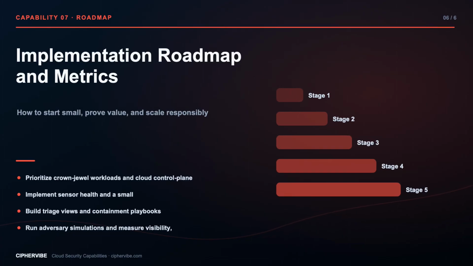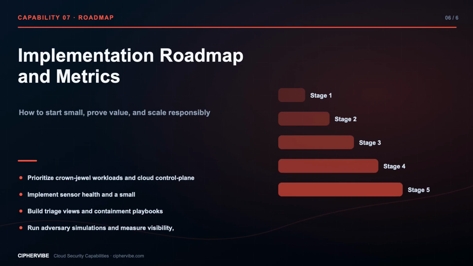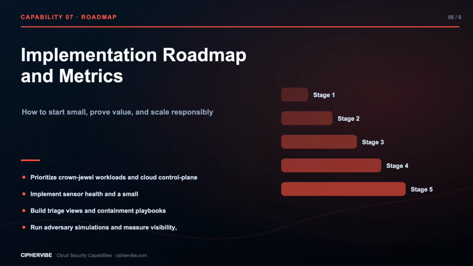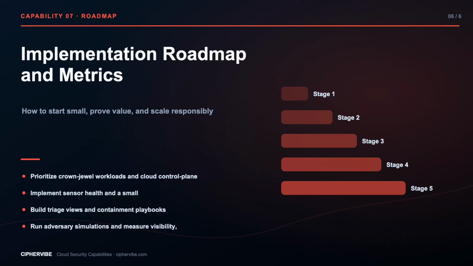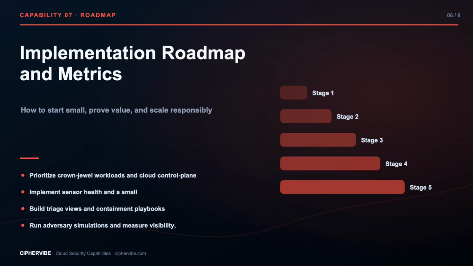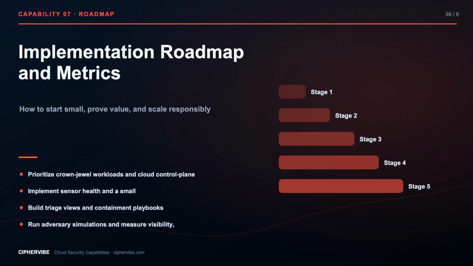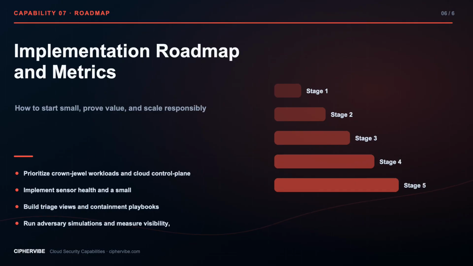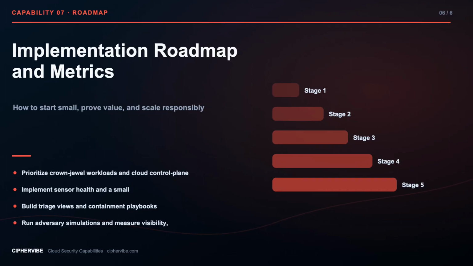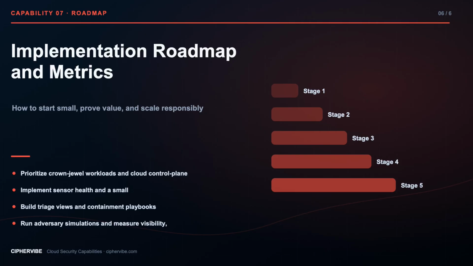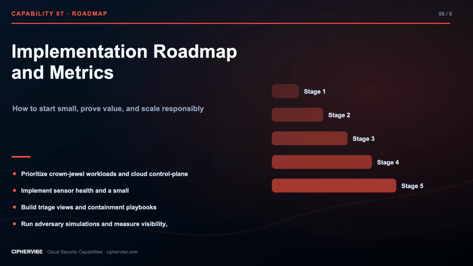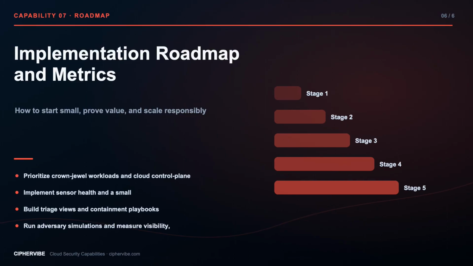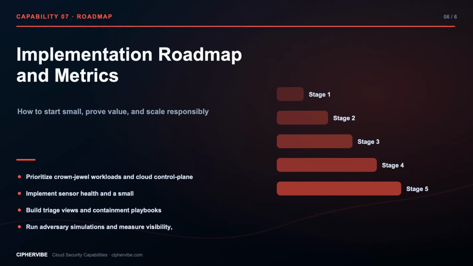Second, implement sensor health and a small set of validated high-value detections. Third, build triage views and containment playbooks with clear authority. Fourth, run adversary simulations and measure visibility, decision time, and containment safety. Fifth, expand coverage based on attack paths and incident evidence rather than raw event volume. The roadmap is incremental because a focused production scope lets teams validate evidence, ownership, workflow, and control safety before scaling.